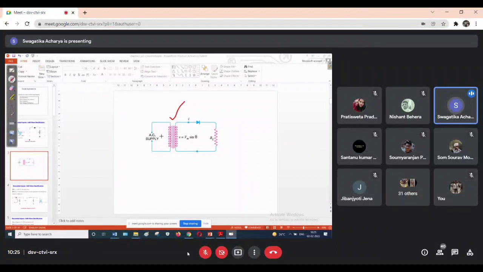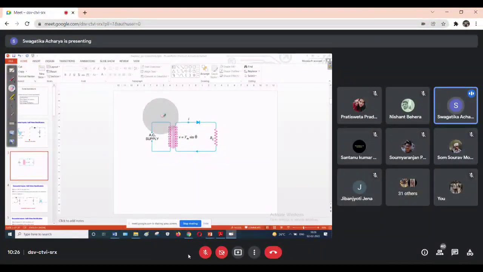Why is this transformer used? Because whenever you provide the AC supply directly, what application does the transformer serve? You have studied step-up and step-down transformers, yes. So this will provide a step-down application. The AC supply will be a huge voltage value, a 220 volt supply. So a step-down voltage will be provided as input to the rectifier circuit, right?